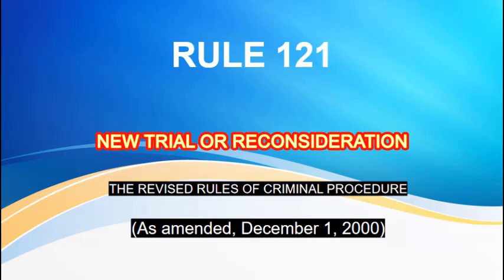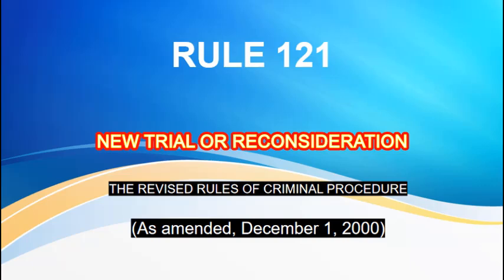The motion for a new trial or reconsideration shall be in writing and shall state the grounds on which it is based. If based on a newly discovered evidence, the motion must be supported by affidavits of witnesses by whom such evidence is expected to be given, or by duly authenticated copies of documents which are proposed to be introduced in evidence. Notice of the motion for new trial or reconsideration shall be given to the prosecutor.